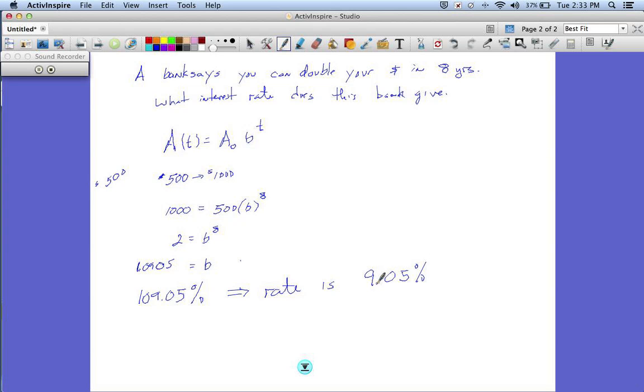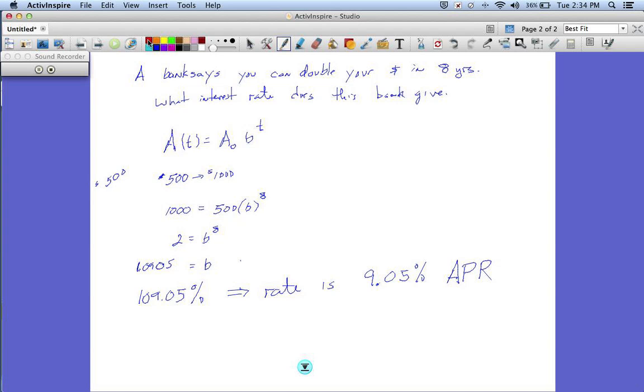9.05%, right? I start with 100%. I now have 109.05, so the rate is 9.05. And this is the annual percentage rate that you are given. Okay, so we're told annual percentage rate for that particular problem, and it will in fact double.